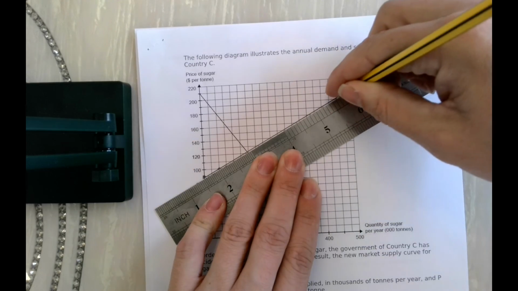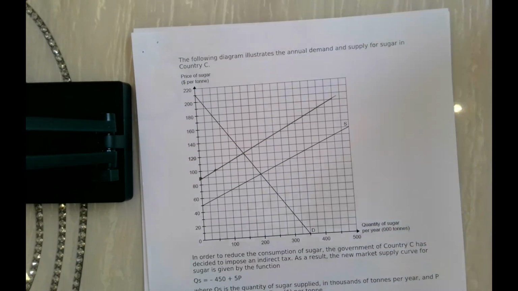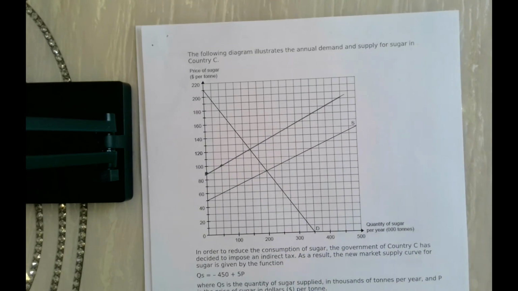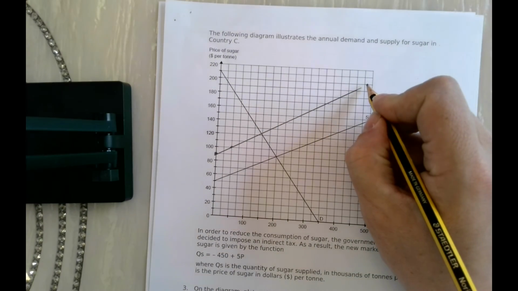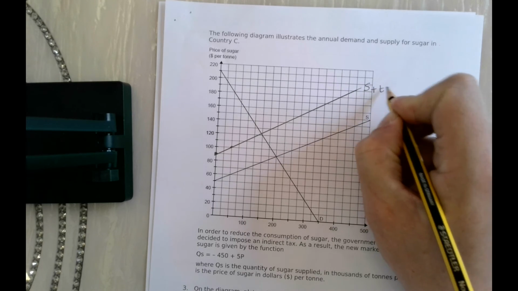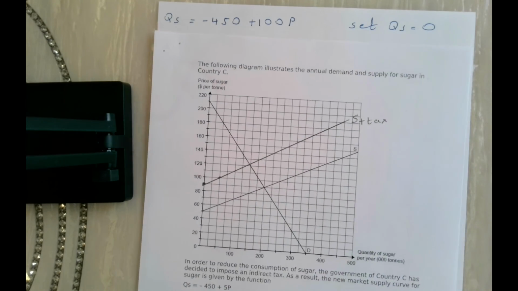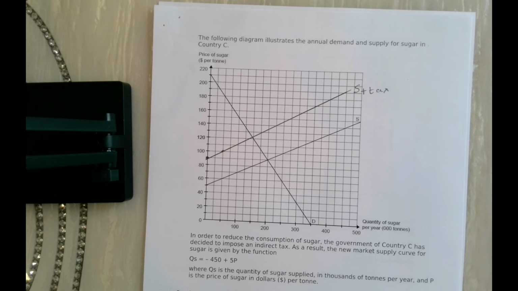And you want it to be as accurate as possible, but you don't need to worry too much if it's not absolutely perfect, okay? And what we're saying here is that this is S plus tax. That's the supply curve plus the tax. There was an indirect tax on it. And then that's that question answered.